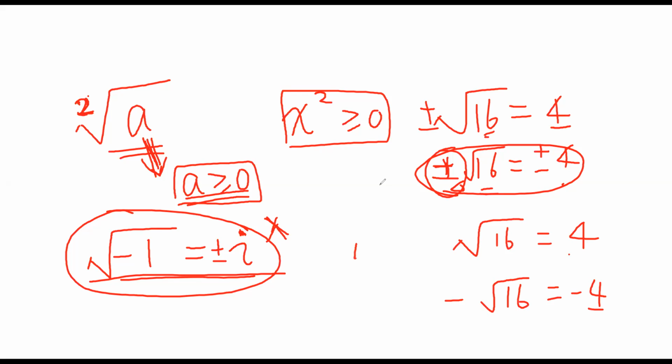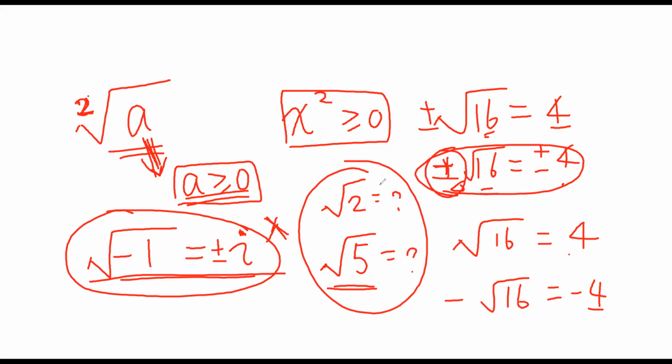But what about these kinds of numbers, like square root of 5? Can you notice what this is equal to? Something like square root of 2. What is this equal to? Do you have any idea? Radical 2 is approximately 1.4 something. 1.414, yeah, something like that. So here it equals 1.414.